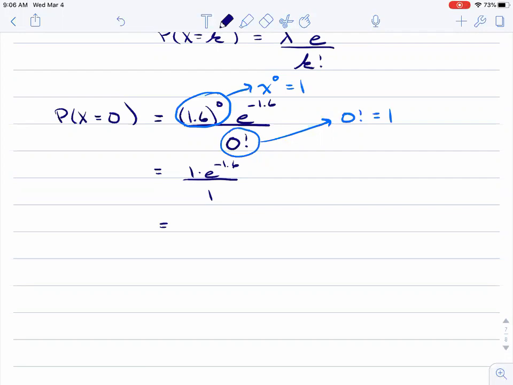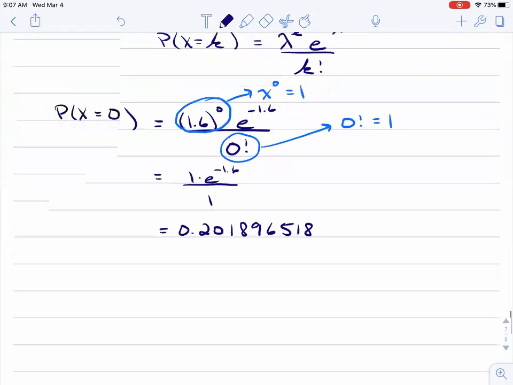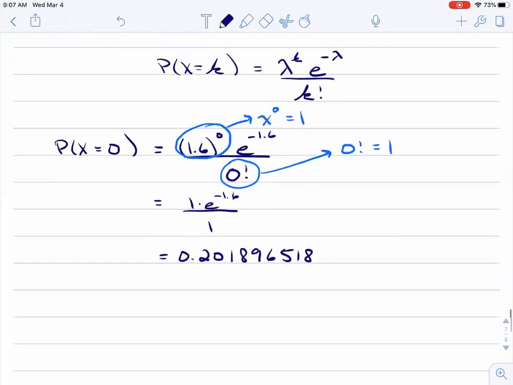So e to the negative 1.6, I get 0.201896518. So make sure when you're working on your calculator that you get the same result there. All right. That's 1 down, 2 to go.